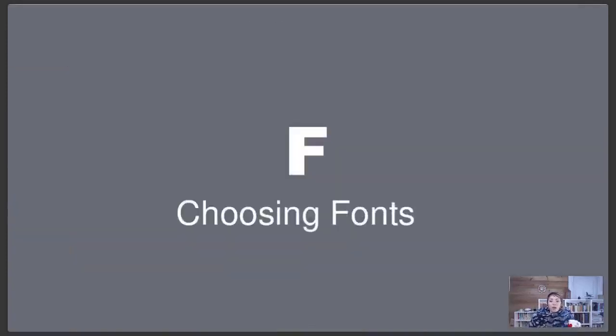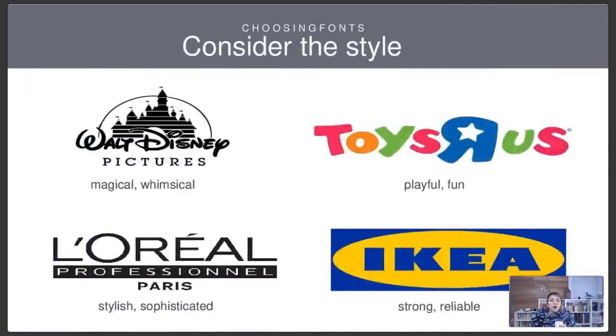Okay. So how do we choose these fonts? Well, we want to look at the style. Look at Walt Disney's style. We got this magical, whimsical thing. You got Toys R Us, which kind of has this fun and playful look. The R is backwards. Oh, look at that, big, bubbly kind of letters. Then we have L'Oreal, which is a little more stylish, sophisticated, thin line letters.